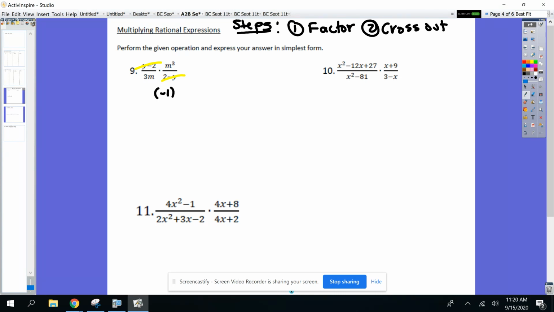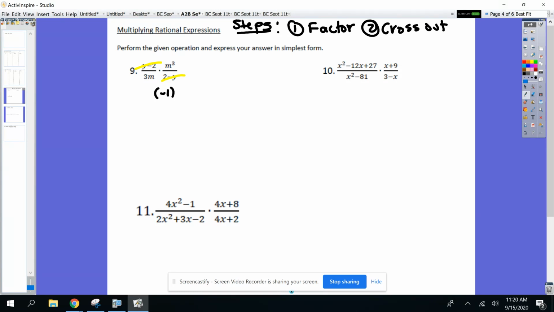There's more to cross out, and you may not see it. How many M's are on top? There are 3 M's on top. How many are on the bottom here? There's just 1 there, because that's M to the first. I have 3 on top, 1 on the bottom.